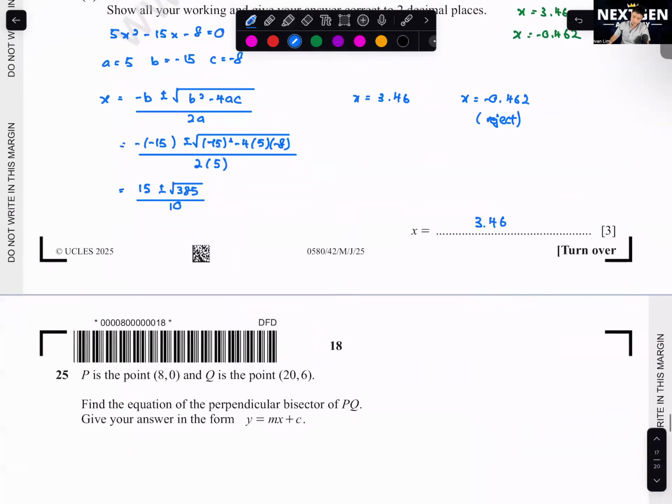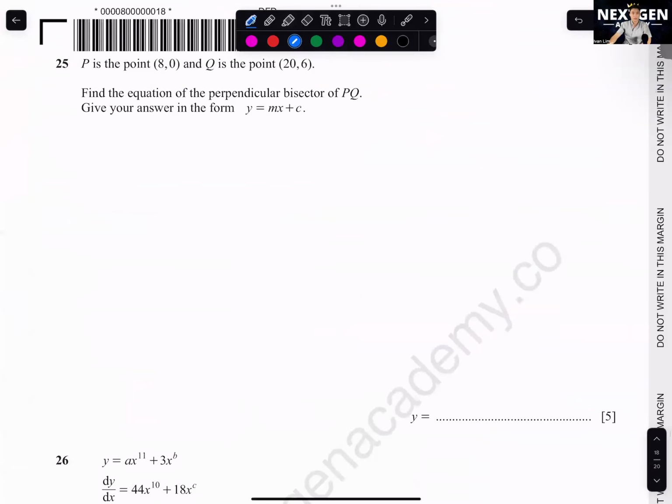Okay, 25, I've seen this also come up many times. Formula of perpendicular bisector, and normally they give you about 5 marks like that. P is (8, 0), Q is (20, 6). Form perpendicular bisector. What is a perpendicular bisector? Let's say you got 2 points. Where is (8, 0)? Let's say this is (8, 0). Then you've got another point called Q. Perpendicular bisector is a line directly in the middle and then it cuts at 90 degrees.